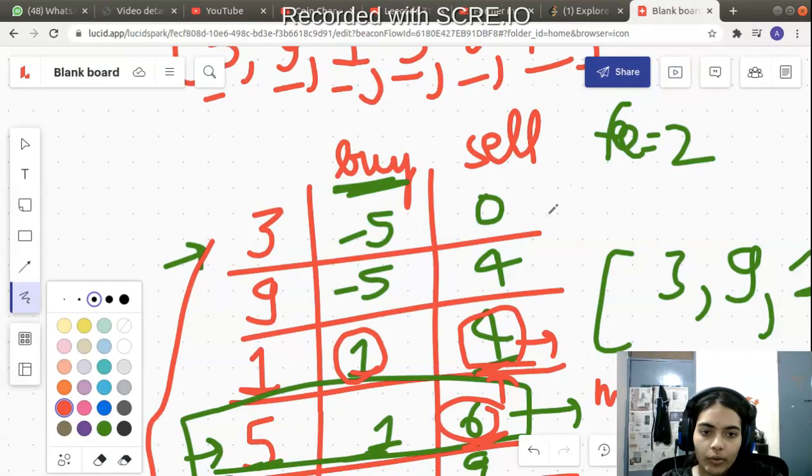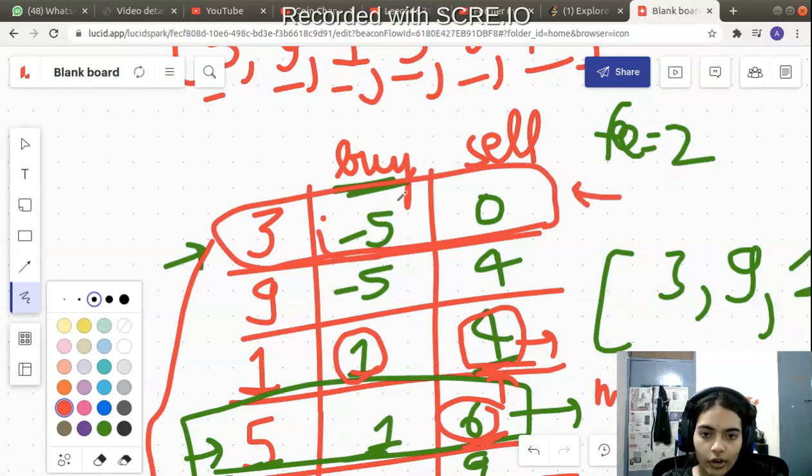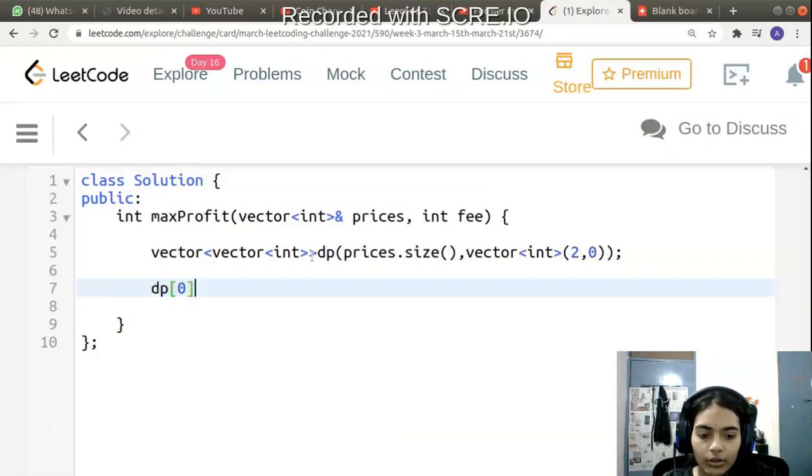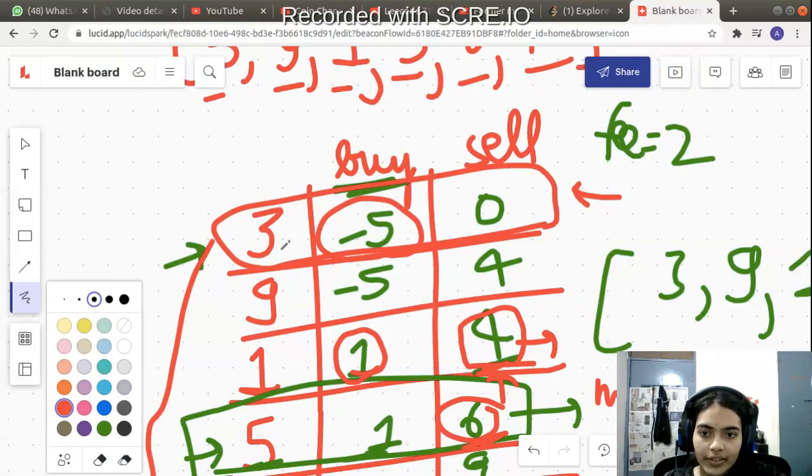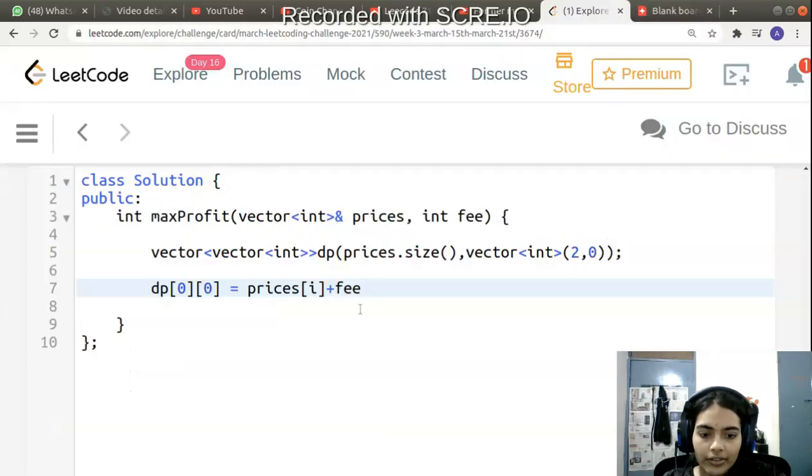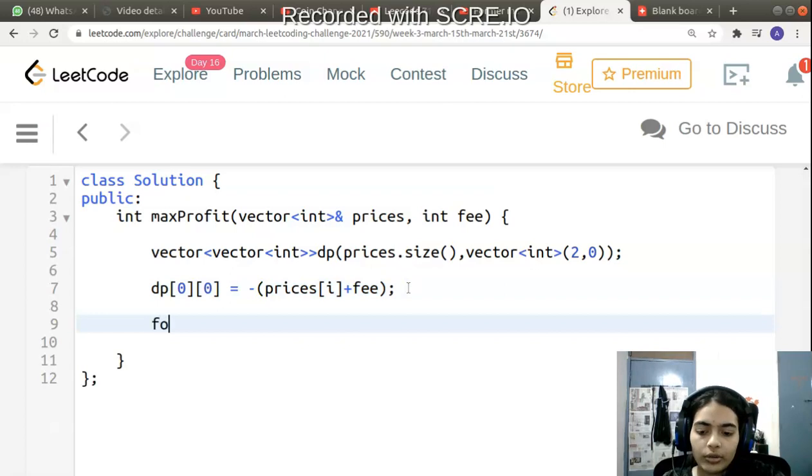On the first day we have to fill the value of buy. If I'm buying the stock on the first day, how much do I pay? That is dp of 0 0. I am paying the cost of that stock on that particular day, plus the transaction fee. In this example we saw 3 plus 2 is 5, and we are paying that, so I put a negative sign in front.